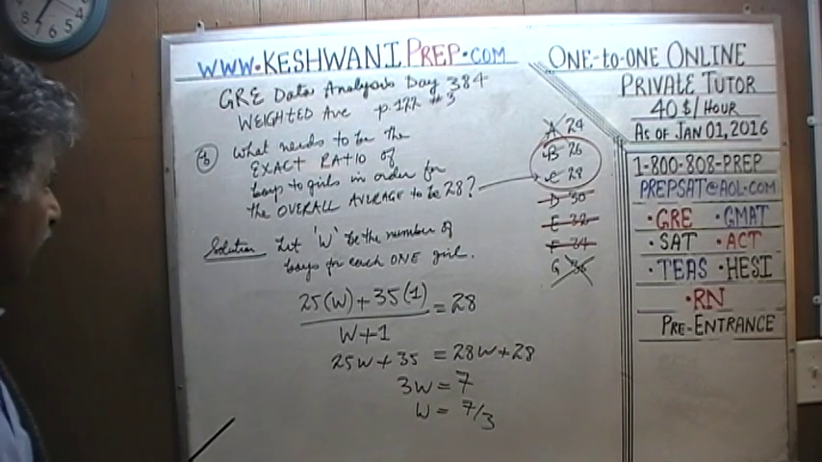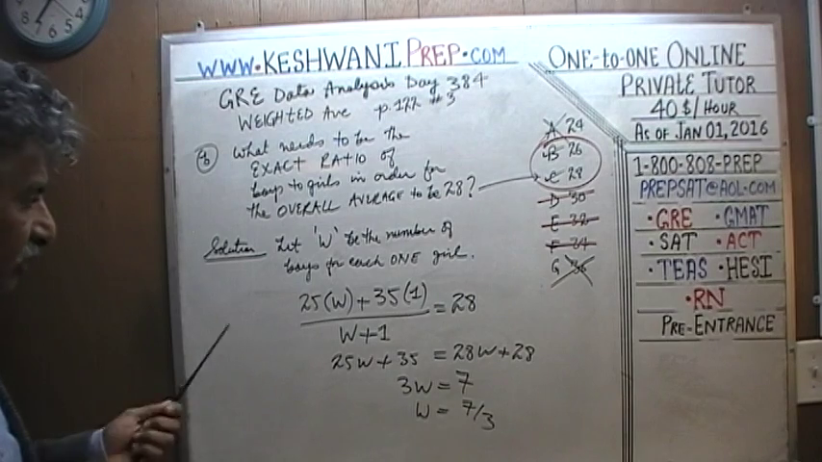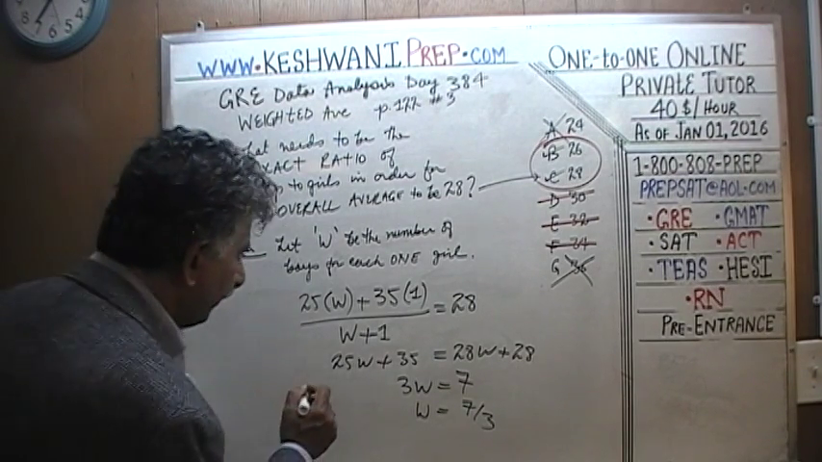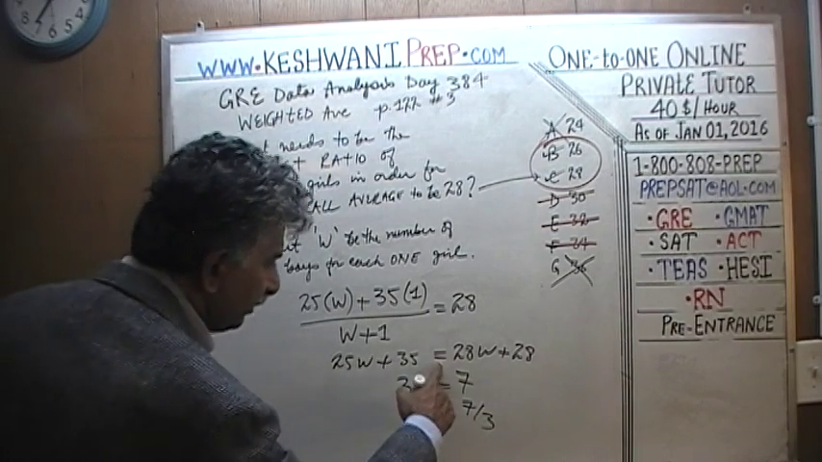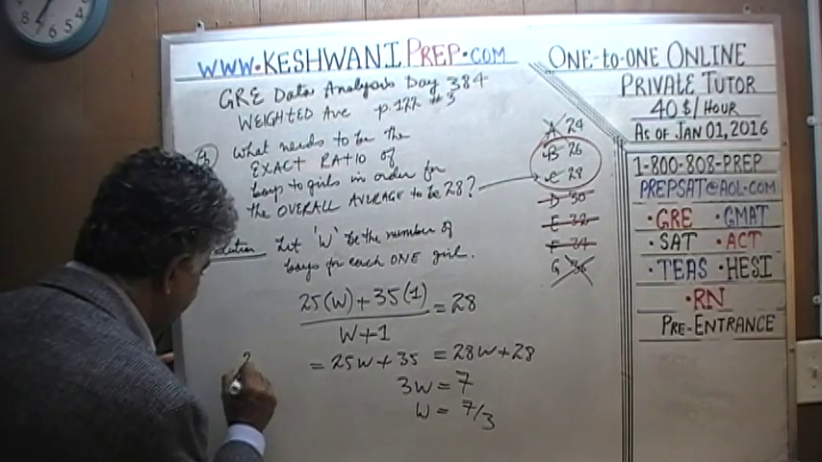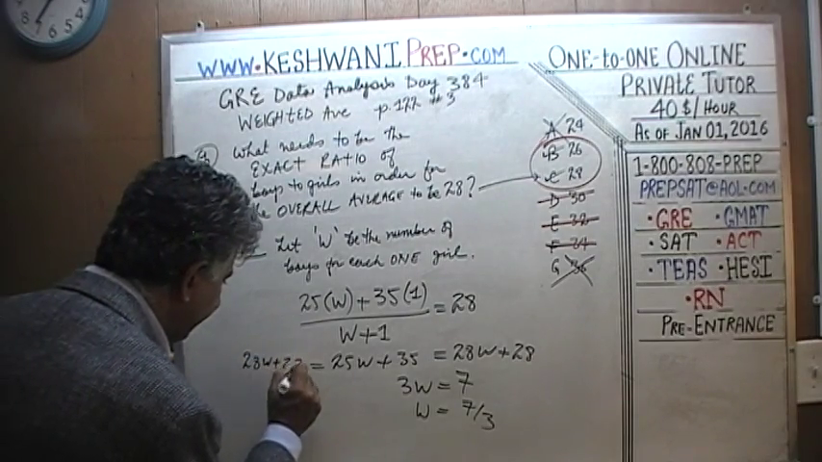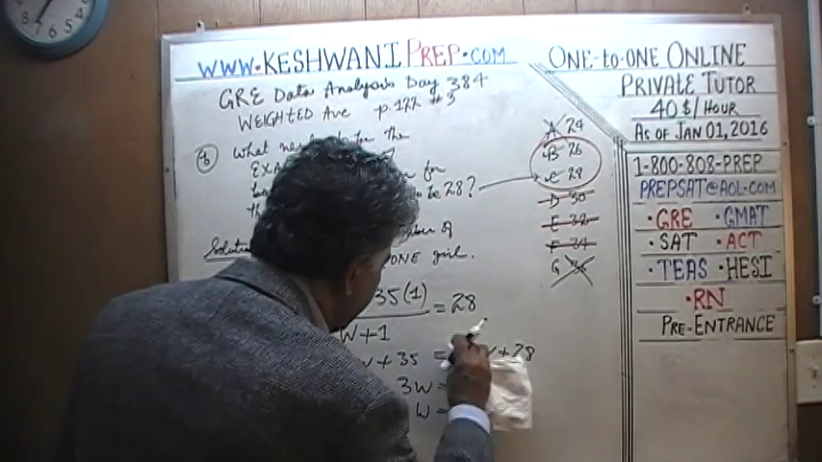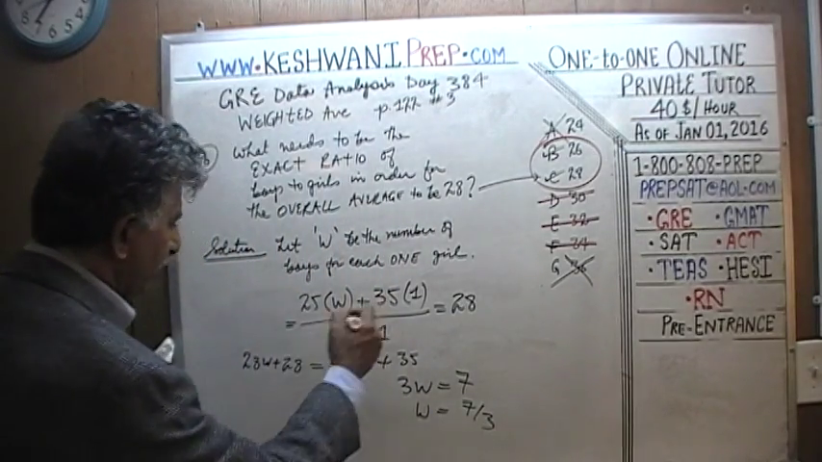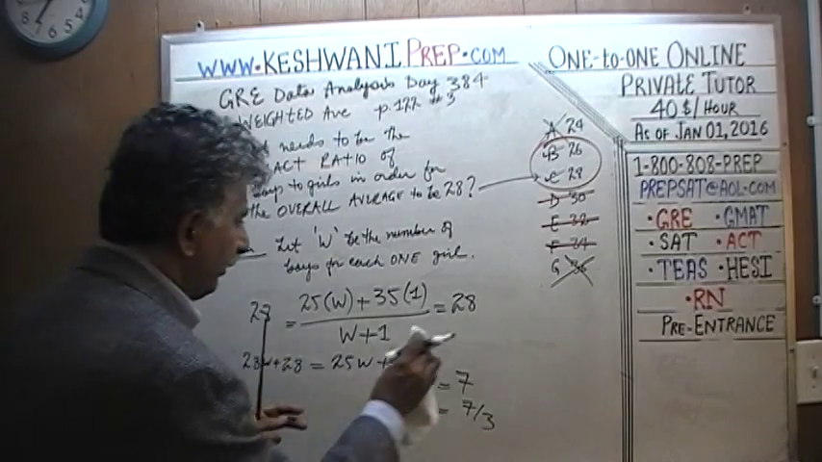Let's verify it. Where can we verify it? I left no room for verification. I should have had the forethought. Tell you what, I'm going to continue this part of the equation here. 28W plus 28. And we can erase this part. There we go. And this quantity has to be the overall average, which was 28. I'm going to erase this part.